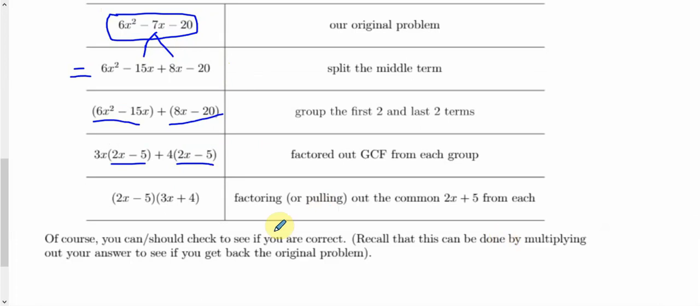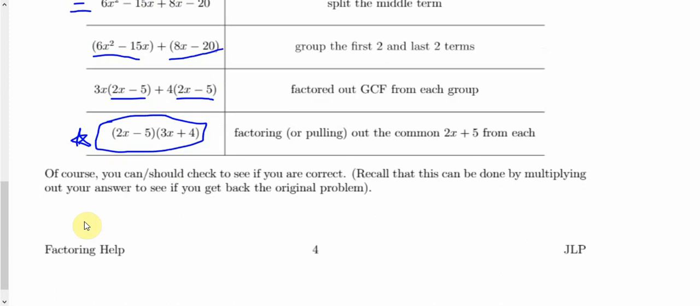Now, one last note, you can or you should check to see if you're correct. How do I check? Just multiply these two polynomials back out, and it should give you this back. If it does not, then you've made a mistake. If it does, then yay, this is your answer. We've factored it. Okay?